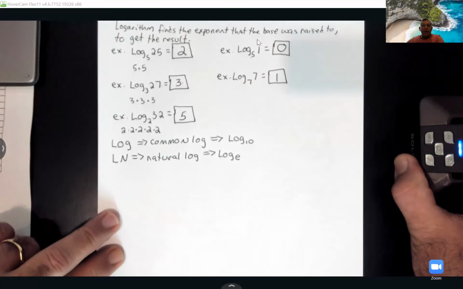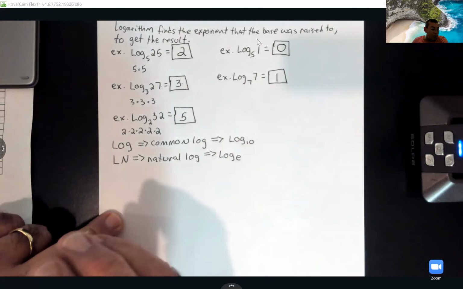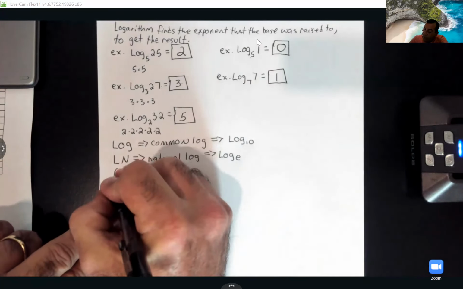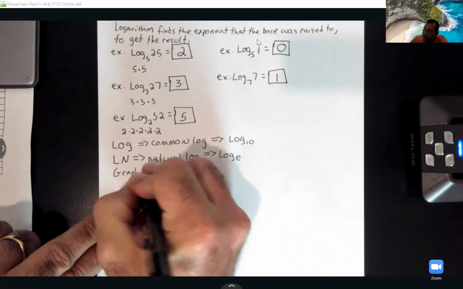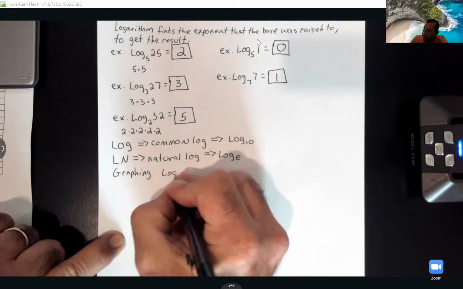So y'all, what I'm going to get into now is comparing these graphs to the exponential. So we'll look at graphing logarithmic functions.